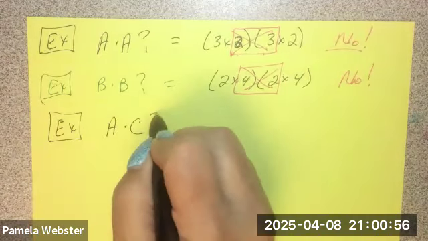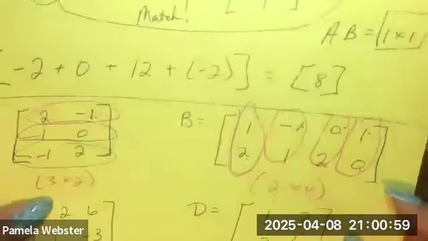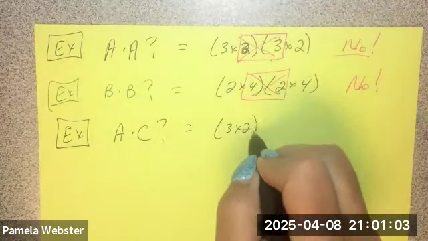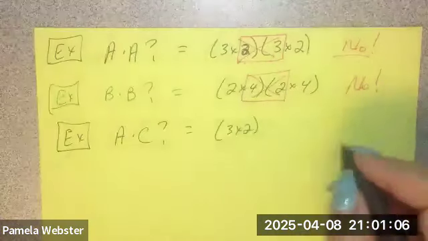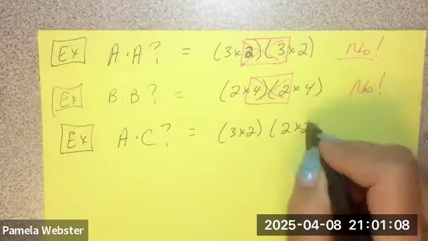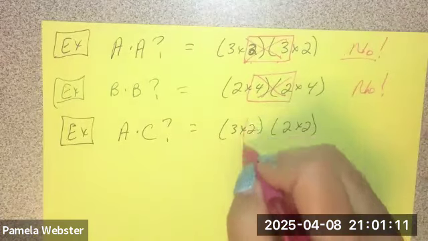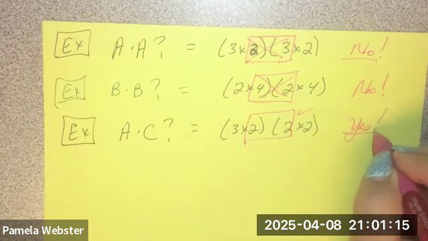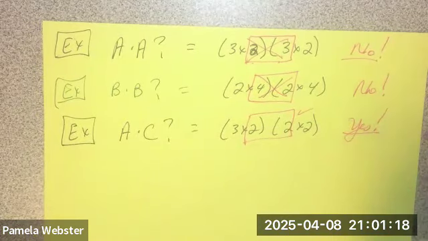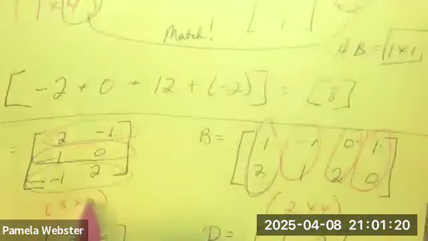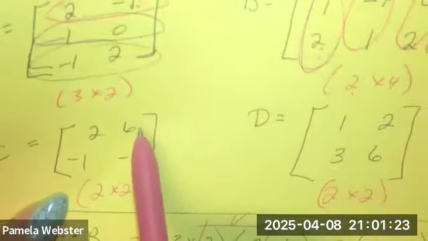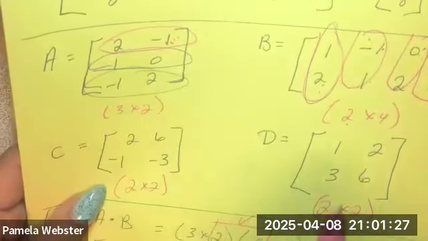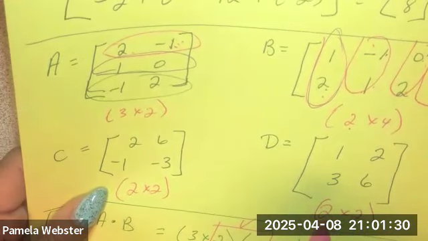Okay. What about A times C? Let's see. A is a 3 by 2, and C was a 2 by 2. Can I do that one? Oh, yeah, those two in the middle do match. Yes, we can do this multiplication if you want to. I'm not going to do it. If you want to do it, go multiply matrix A times matrix C, and you can get there. Which also means, by the way, I could do matrix A times matrix D if I wanted to, right?